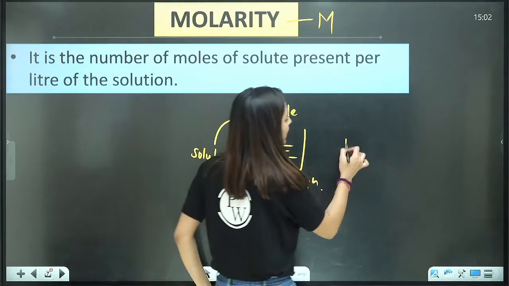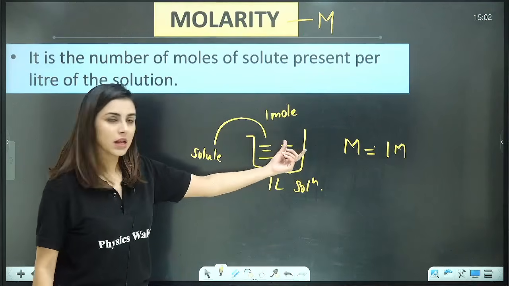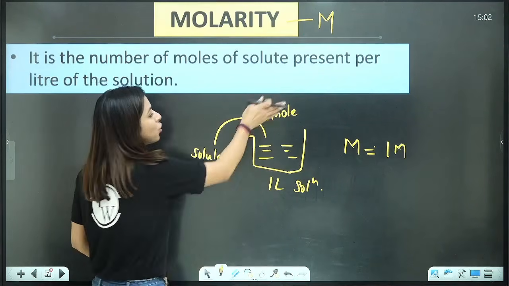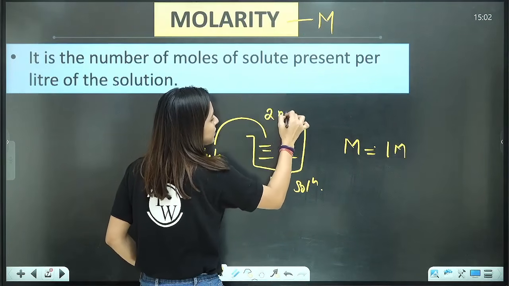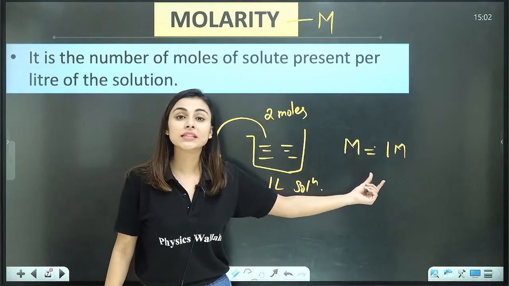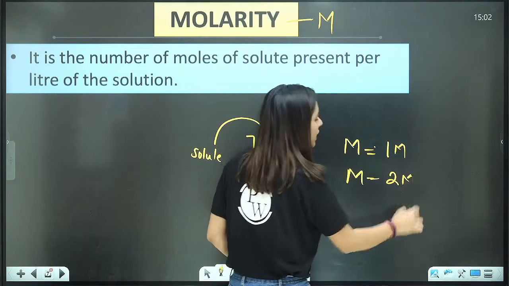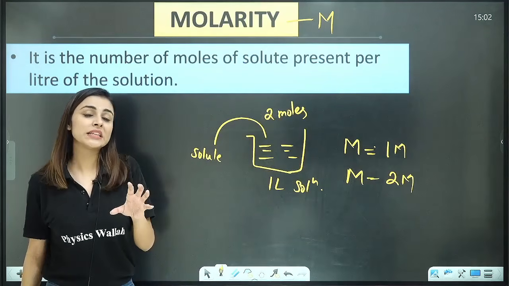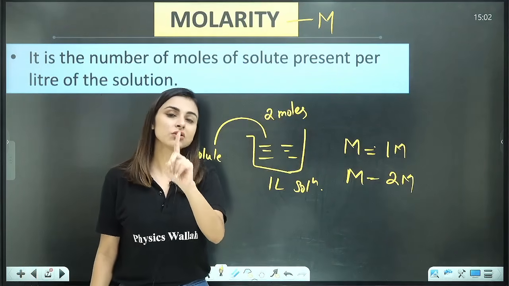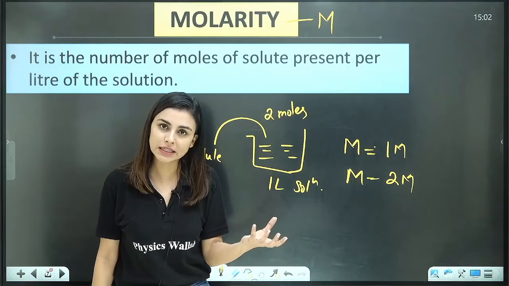So the molarity would be equal to 1 molar. Okay. Next, if I dissolve 2 moles of that same solute in 1 liter of solution, then I would say that the molarity of the solution is 2 molar. So basically it just explains that if you have 1 liter of solution, then how many moles of solute are present in it. Perfect?